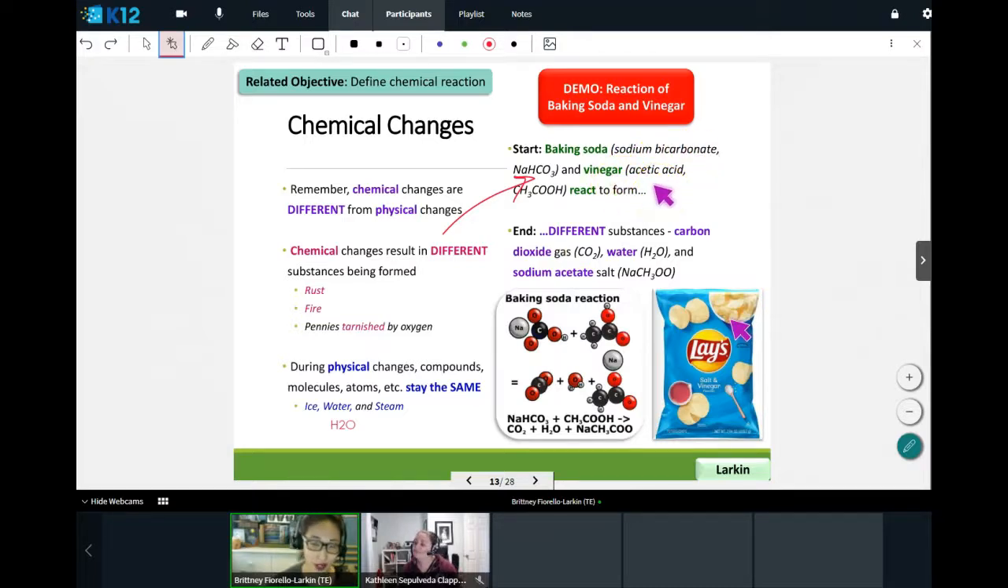All of your food is chemicals. So whenever someone says, I don't like a food because it has chemicals in it, I roll my eyes because all food is chemicals. Anyways, when these two things react, they're going to form different substances. They form carbon dioxide gas, they form water, and they form a salt called sodium acetate. This is different than table salt. Sodium acetate salt is actually the flavoring that you get in salt and vinegar chips.